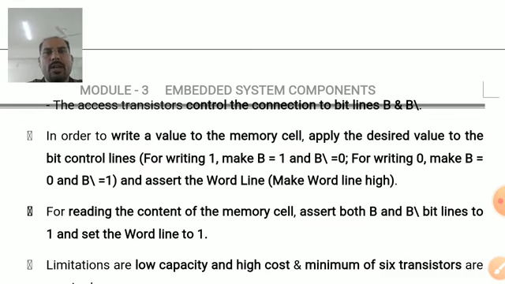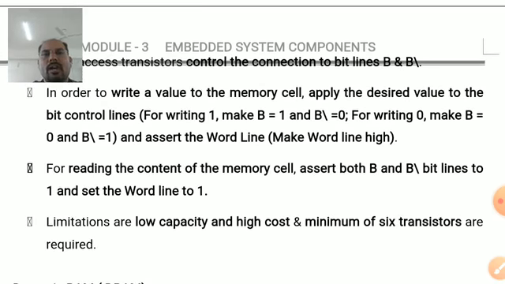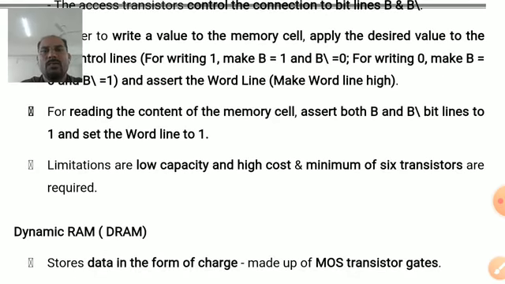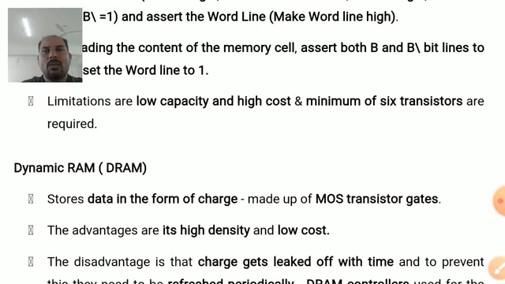In order to write a value to the memory cell, apply the desired value to the bit control lines, that is for writing 1, make B equal to 1 and B bar equal to 0. For writing 0, make B equal to 0 and B bar equal to 1, and then assert the word line, that is the word line has to be made high. For reading the content from this type of RAM, we have to set both B and B bar bit lines to 1, and we have to assert the word line, that is making the word line high. It has some limitations, and they are low capacity and high cost, and a minimum of 6 transistors are required for implementation of 1 bit of the cell.